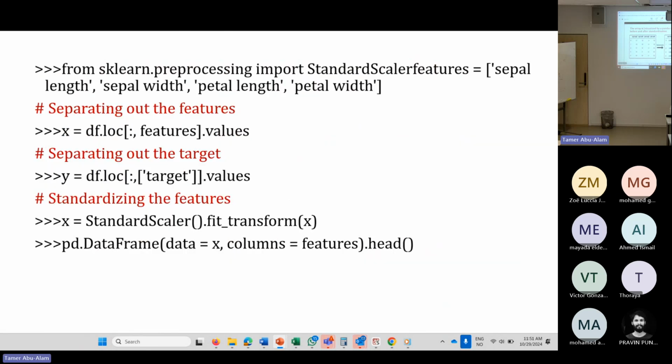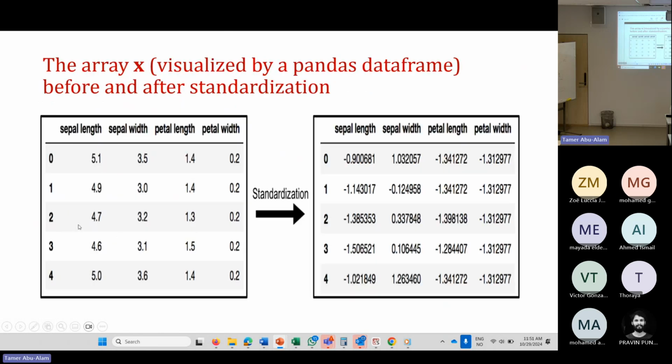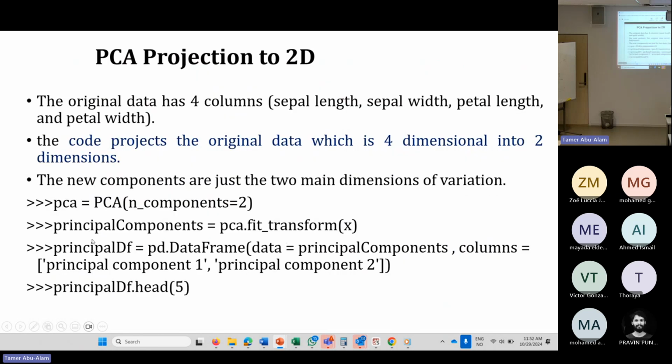This is that produced from here. X equal to standard scale fit transform. This is our variable X. So actually, to visualize this variable is this table. Here they just get the principal component and they try to apply it on X.